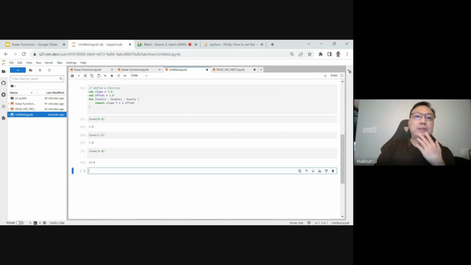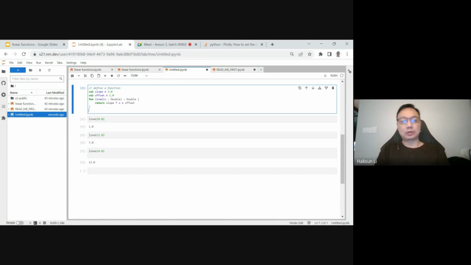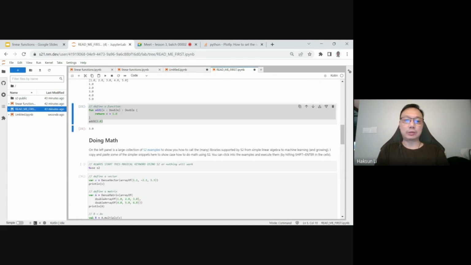You see that this function will always multiply x by the slope and add the offset. So this function itself completely determines a line. So a line is a one-dimensional object that is completely determined by 2 parameters. Okay, that's what that means.